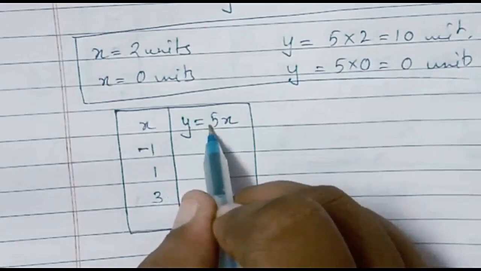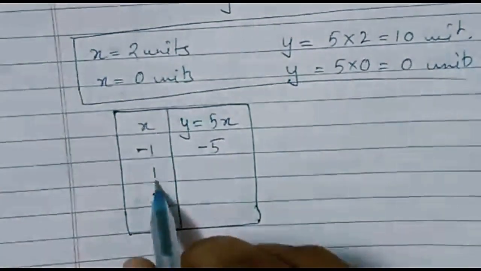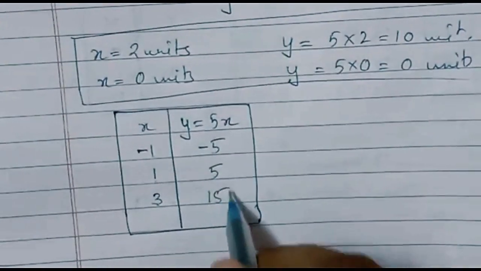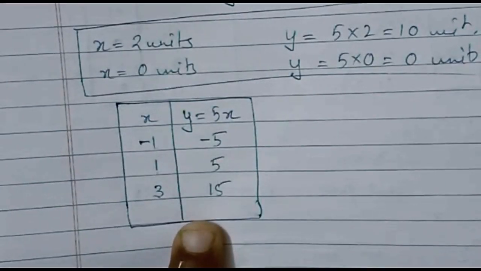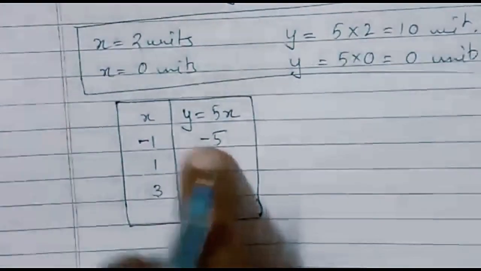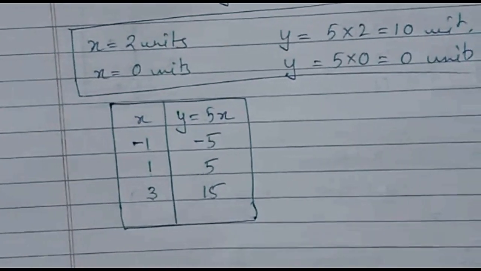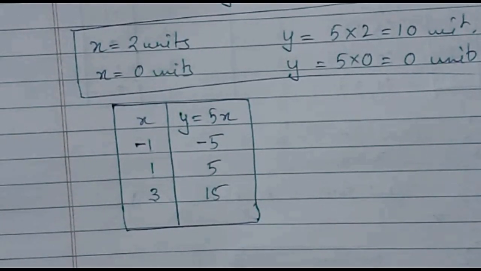So y is equal to 5 into x. So 5 into -1 will be -5. 5 into +1 is +5. 5 into 3 is 15. Now you can see here we are getting bigger values of y. So it is up to you. Either you take the numbers 1, 2, 3, or on the x-axis you can take -1, 2, +3, and on the y-axis you can take directly a gap of 5 units. Let us draw the graph.